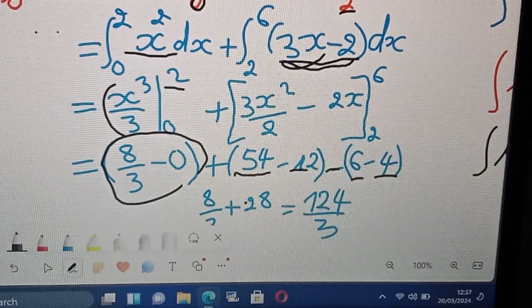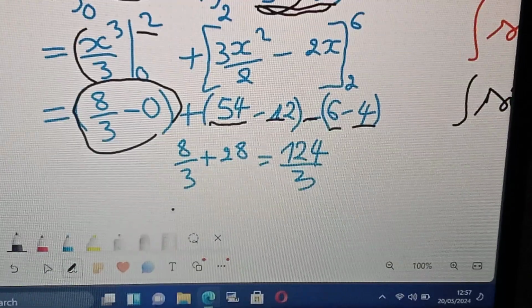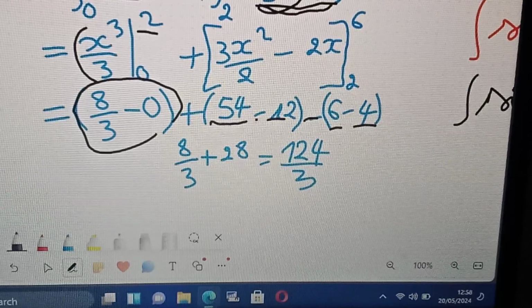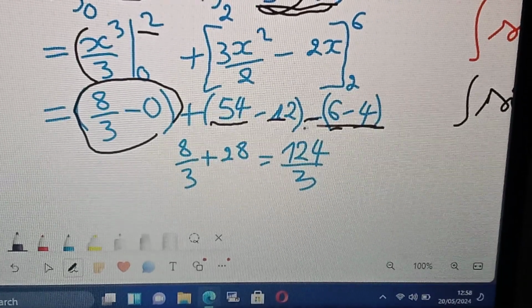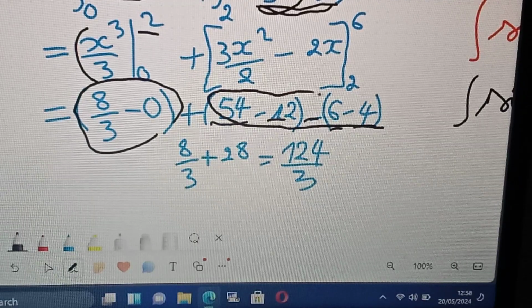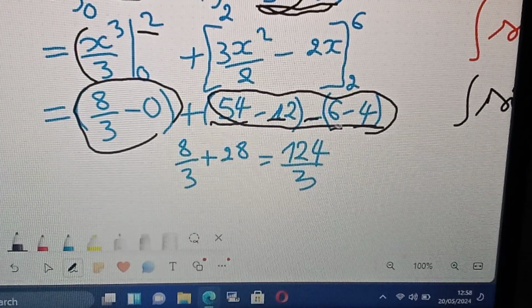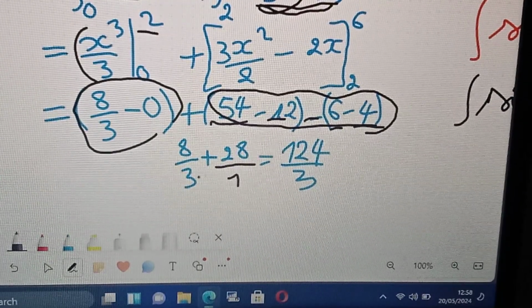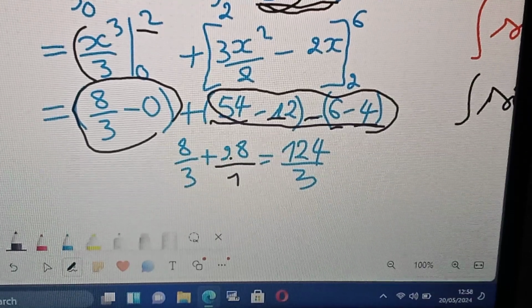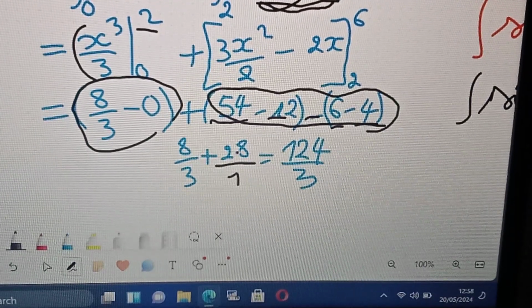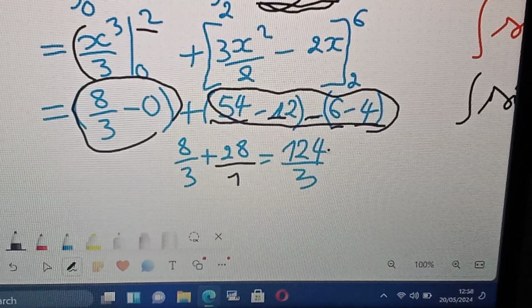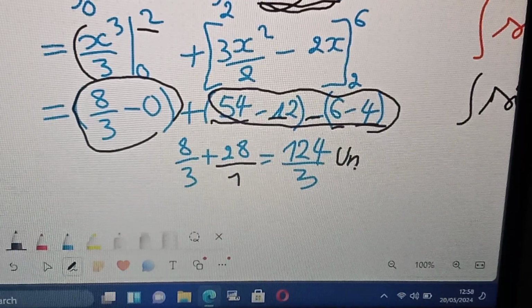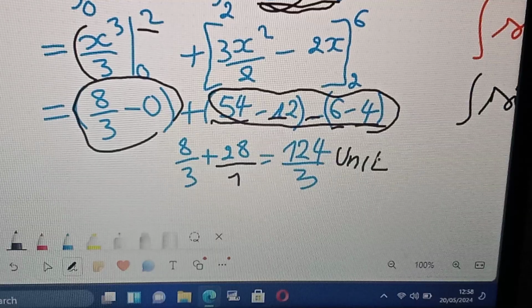Now, we have 8 over 3 plus. When we do the difference 54 minus 12 minus 2, we get 28. Putting on the same denominator, we have 8 plus 3 times 28, which becomes 124 over 3, and we add the unit of area. Unit of area.